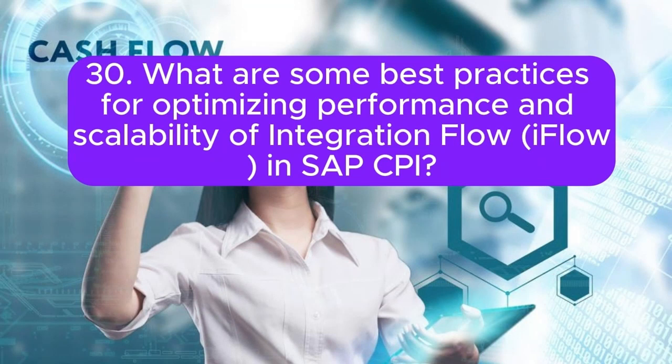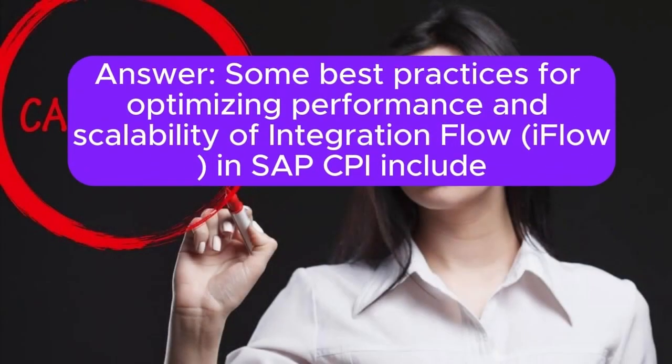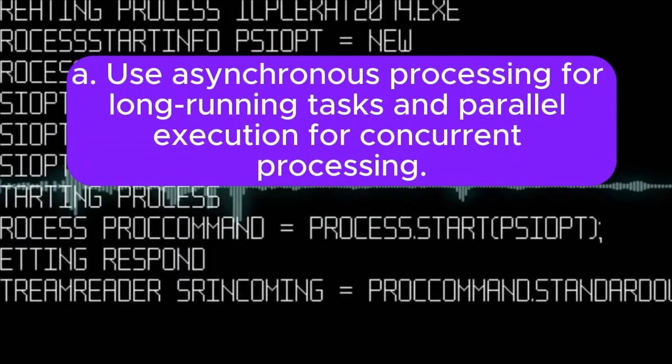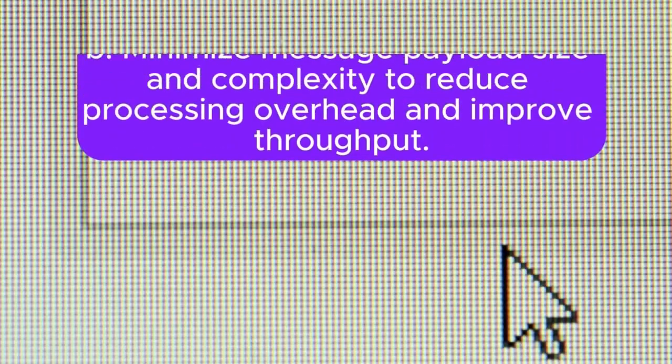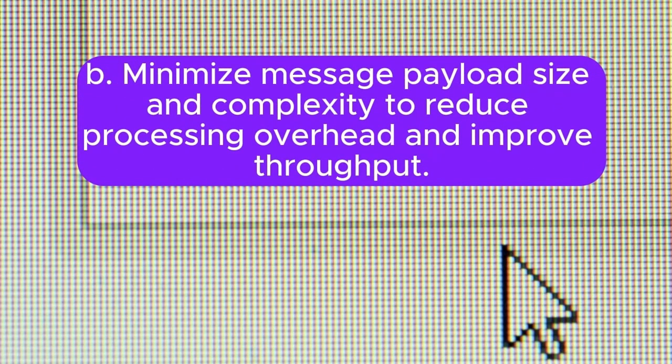30. What are some best practices for optimizing performance and scalability of integration flow (iFlow) in SAP CPI? Answer. Some best practices for optimizing performance and scalability of iFlow in SAP CPI include: A. Use asynchronous processing for long-running tasks and parallel execution for concurrent processing. B. Minimize message payload size and complexity to reduce processing overhead and improve throughput.